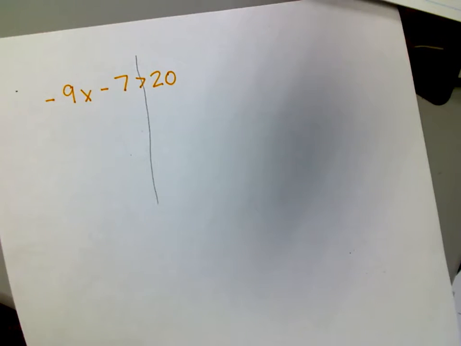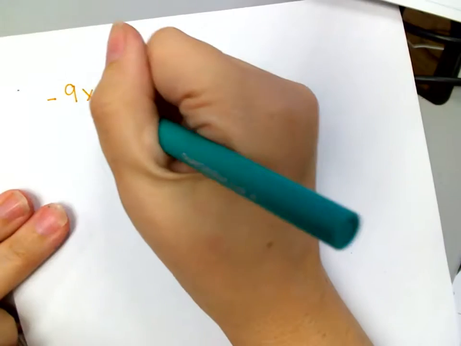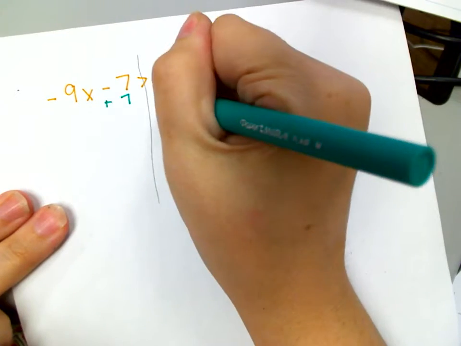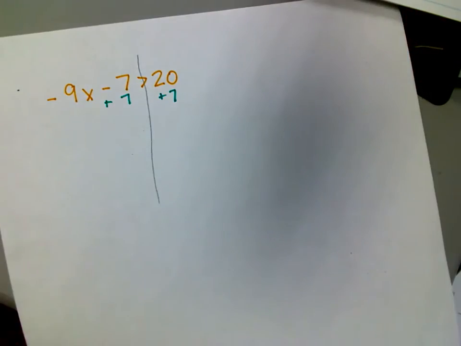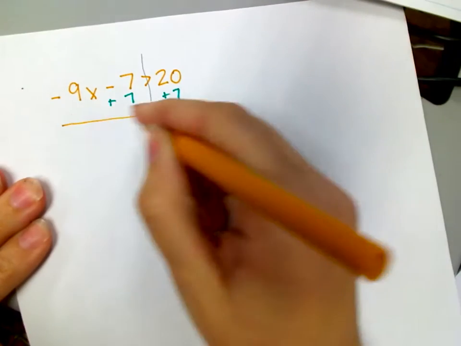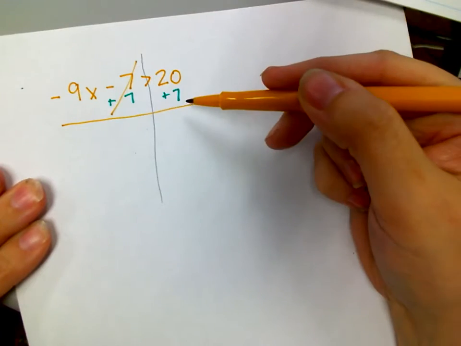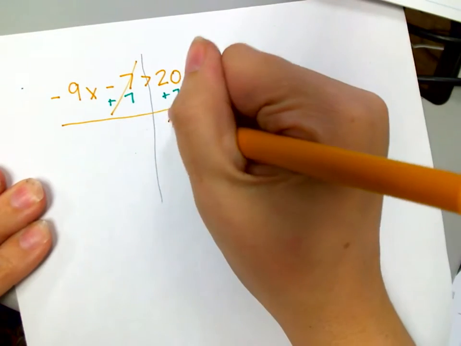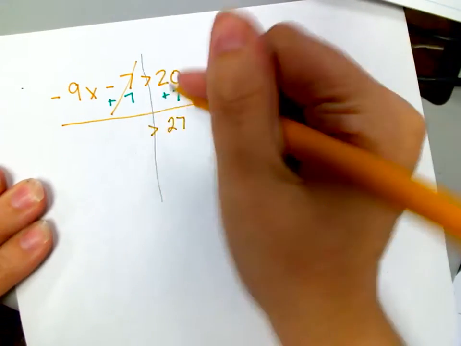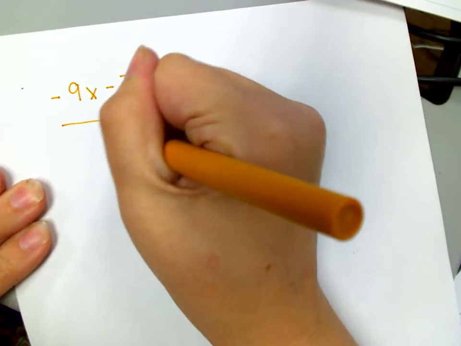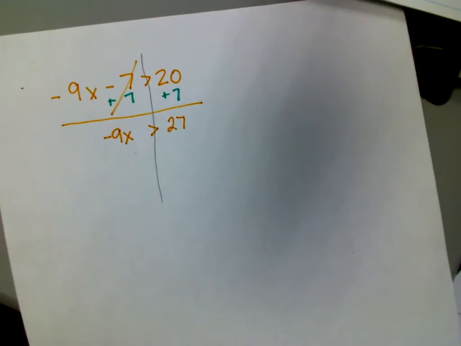So right here I have negative 9x minus 7. So I'm going to do a plus 7 on both sides. That way, whatever I'm doing to one side, I have to do to the other. Okay, that's going to cancel out. And a positive 20 and a positive 7, so that's 27. And then I have negative 9x is greater than 27.